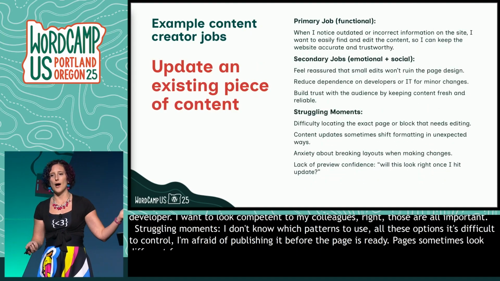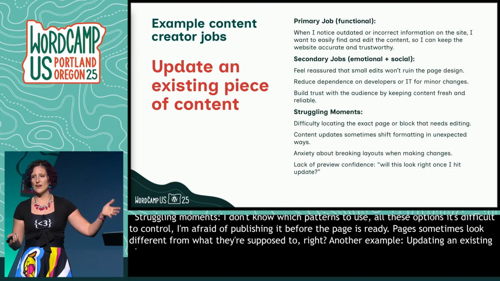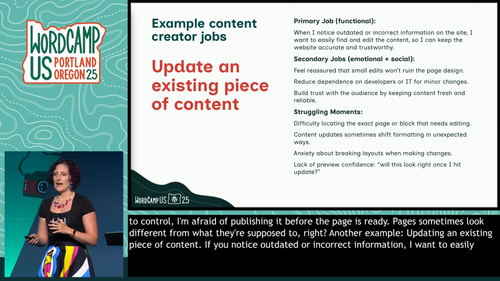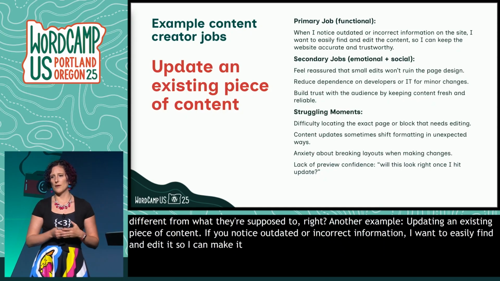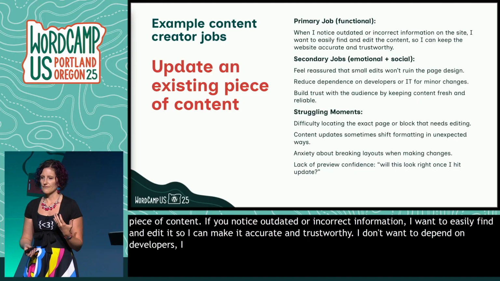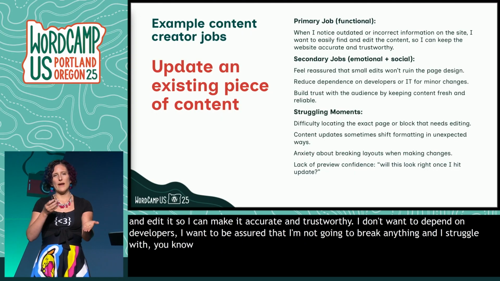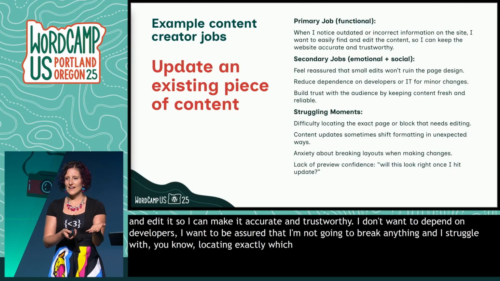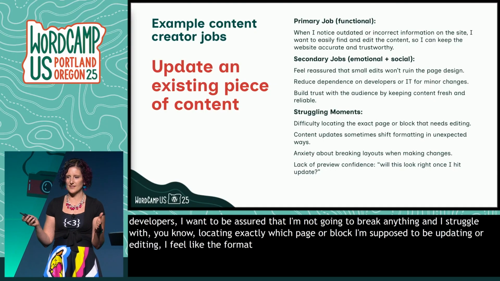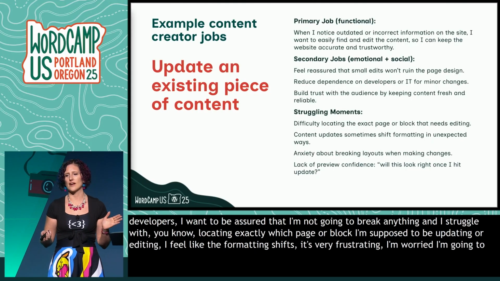Another example, updating an existing piece of content. If you notice outdated or incorrect information, I want to easily find and edit it so I can make it accurate and trustworthy. I don't want to depend on developers. I want to build trust with my audience. I want to be reassured that I'm not going to break anything. And I struggle with locating exactly which page or block I'm supposed to be updating or editing. I feel like the formatting shifts. It's very frustrating. I'm worried I'm going to break something. Everyone's worried they're going to break something. And I'm just not sure if it's going to look right once I update.